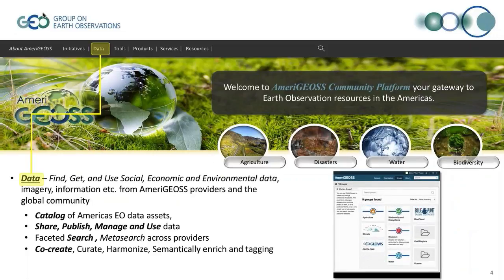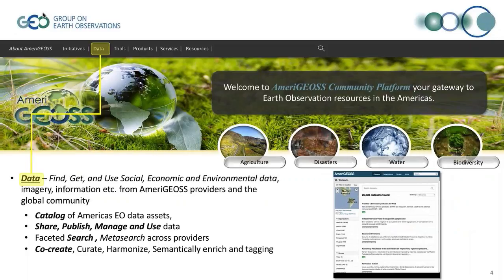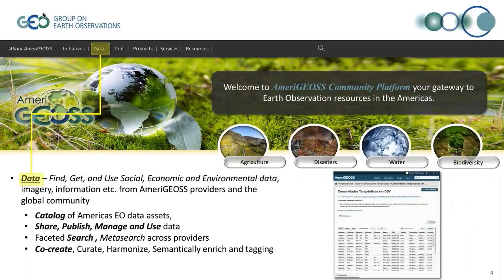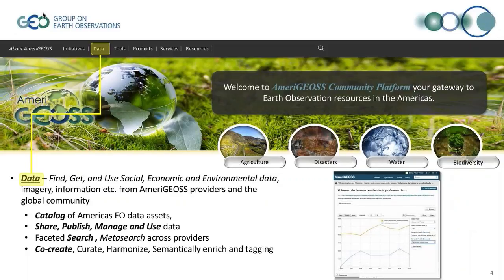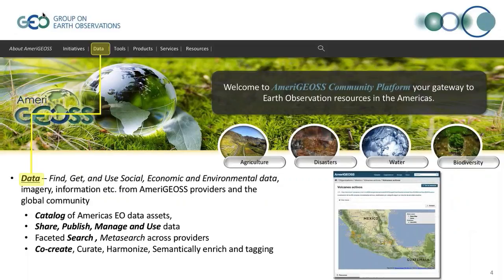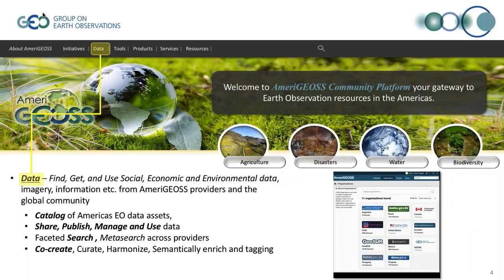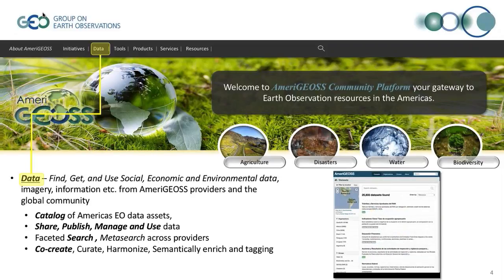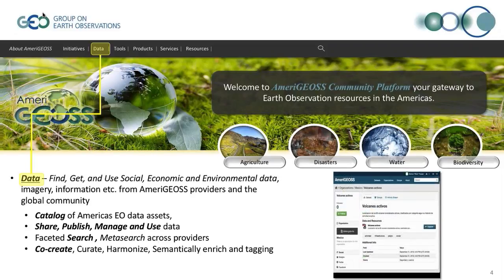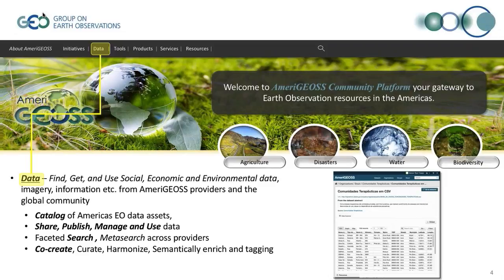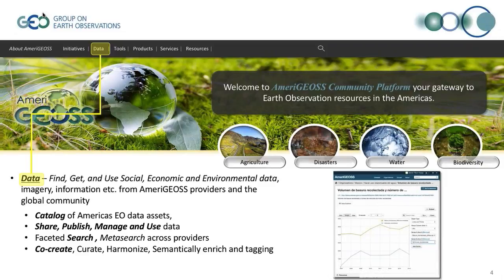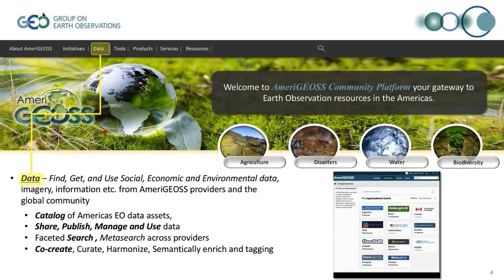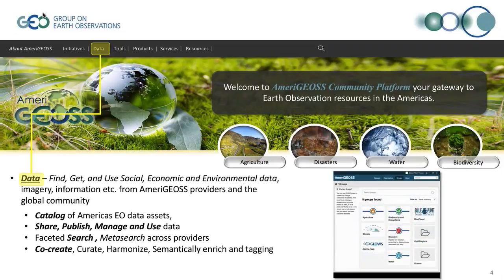In terms of requirements, the users identified five key areas. They needed data, they needed tools to exploit the data, they needed products that can help interpret the data, and services and resources that would allow them to use these data efficiently. As part of the data domain and resource requirements, they want to be able to find, get, and use social, economic, and environmental data, along with the Earth observation data, to provide understanding and decision-making for the various stakeholders.